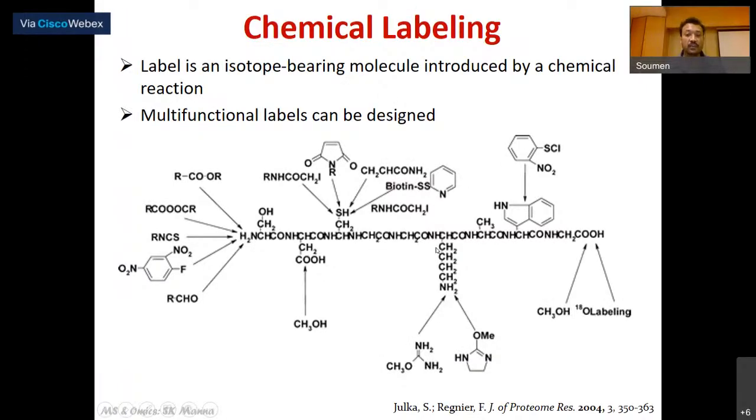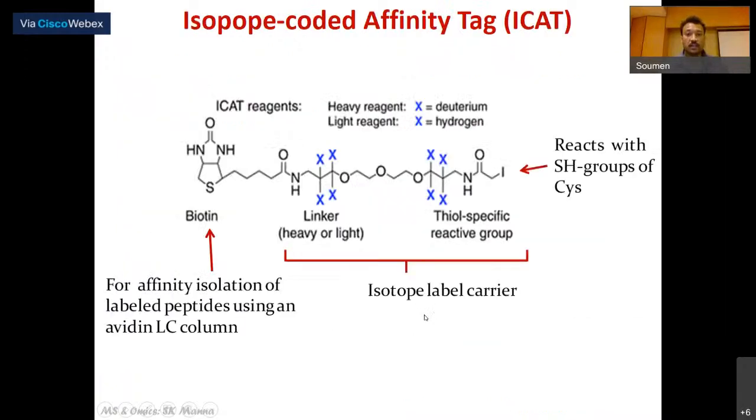Chemical labeling is based on the reactivity of the functional groups present on the peptide. For example, you can have a thiol reactive group, or an amine reactive group and stuff like that. ICAT was the first one that was developed, and in this case there are hydrogens which are replaced by deuterium. So there is a light one where there are all hydrogens. In case of deuterated stuff, it will differ by 8 mass units, but everything else will be same.